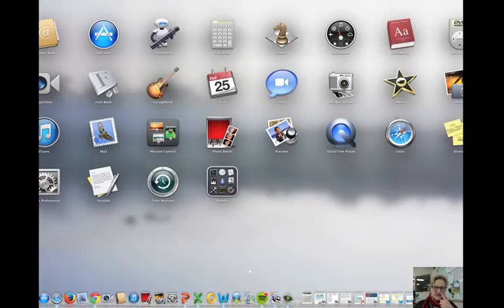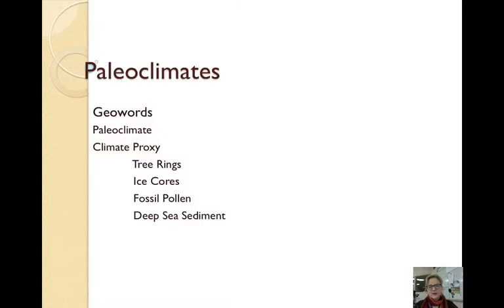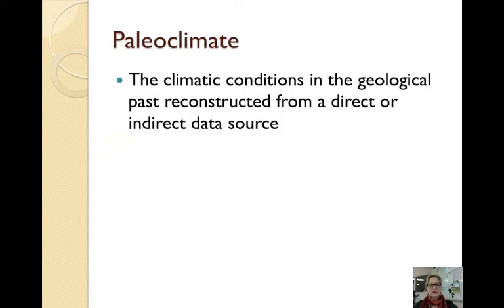There are 4 types of climate proxy that we are going to study. And one is tree rings, one is ice cores, one is fossil pollen, and one is deep sea sediment. I'm going to talk about each of these in turn. So what's a paleoclimate? It's the climatic conditions in the geological past reconstructed from a direct or indirect data source.